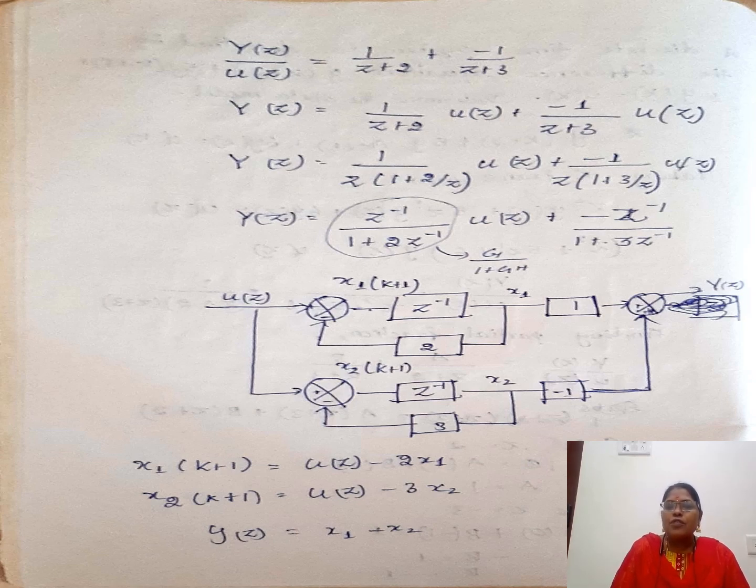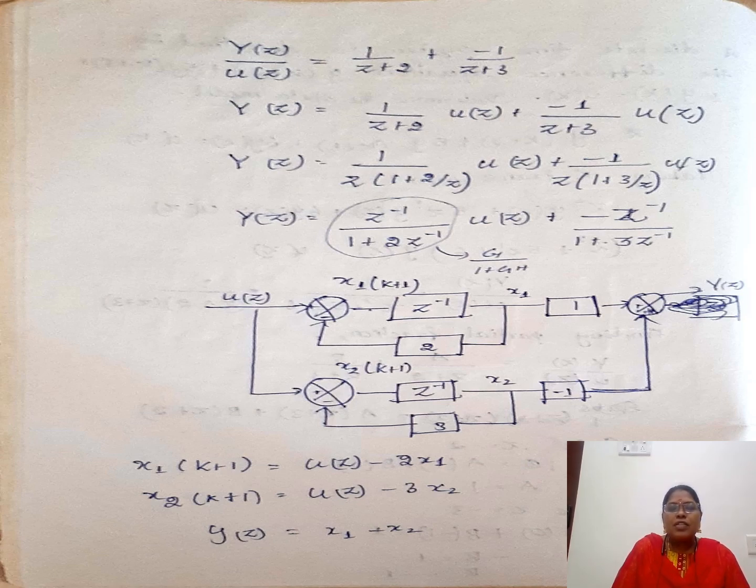So now this is of the form g divided by 1 plus gh. So it's nothing but a closed loop transfer function. And similarly, this is g divided by 1 plus gh, where g is your z power minus 1 and h is your feedback, which is 3. So using these conditions, I'm going to draw a block diagram.